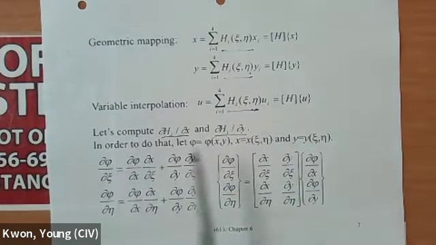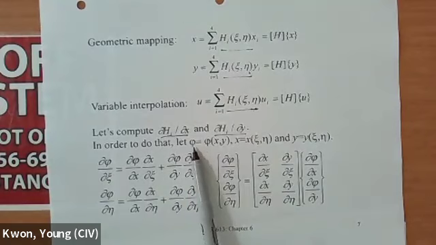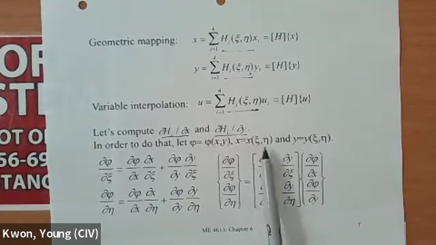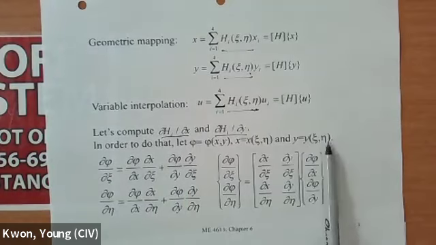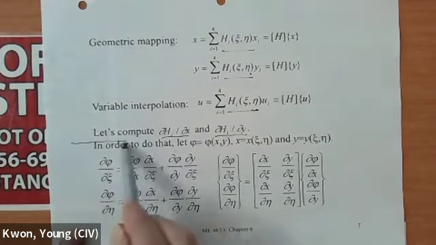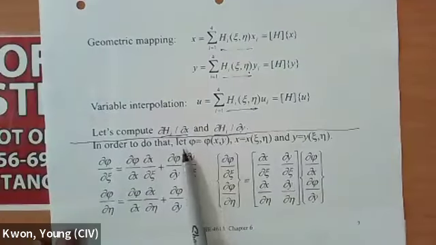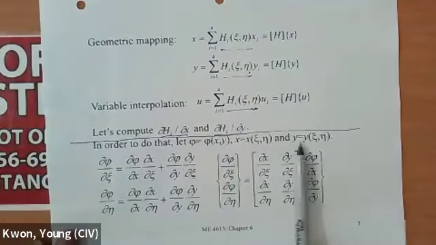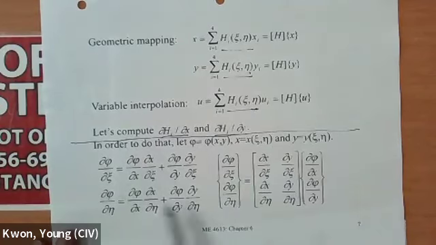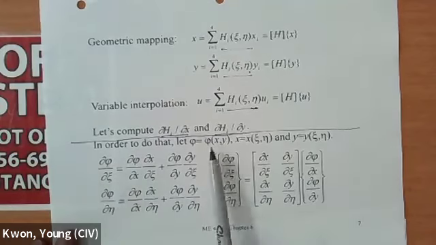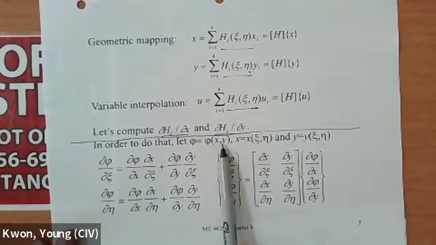So mathematically, let's say I have a function phi, which is a function of x and y, and x is a function of c and eta, and y is a function of c and eta. This is simply a mathematical postulation. Then the d phi of dc, taking a derivative with respect to c, since this is a function of x and y directly, we have to use the chain rule.